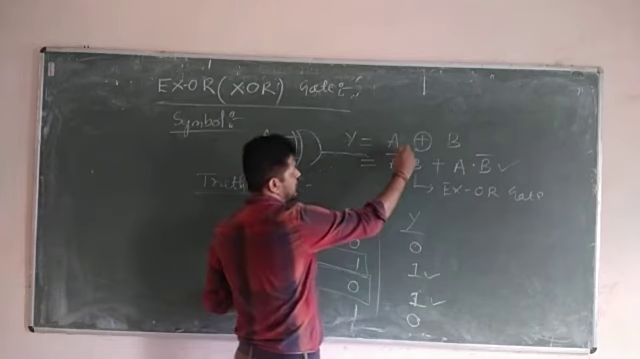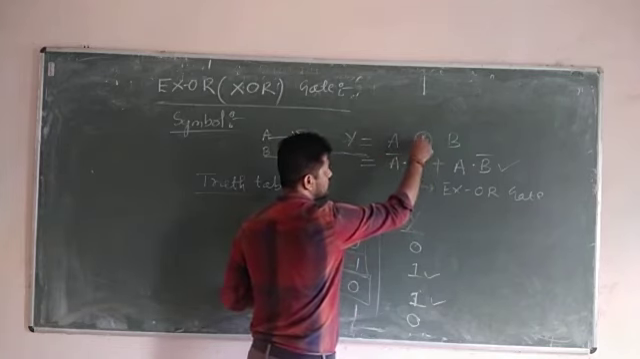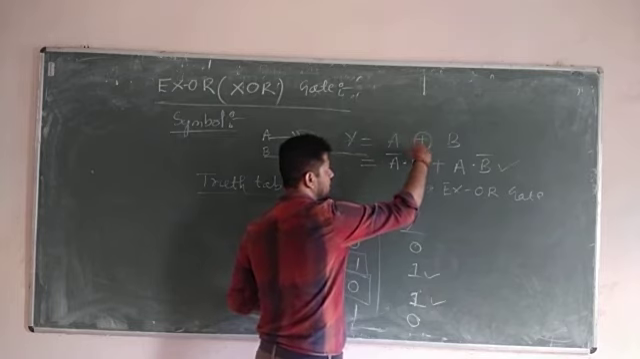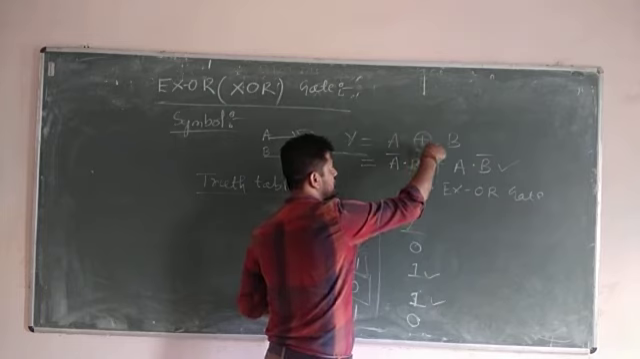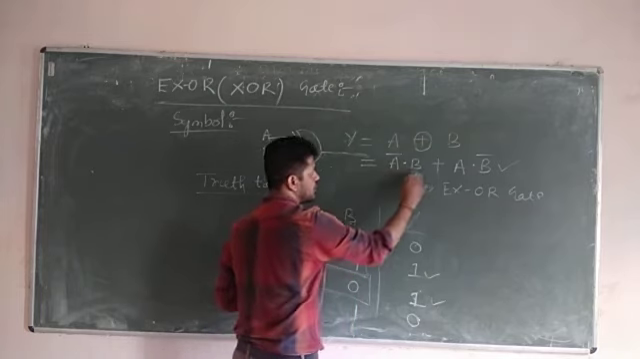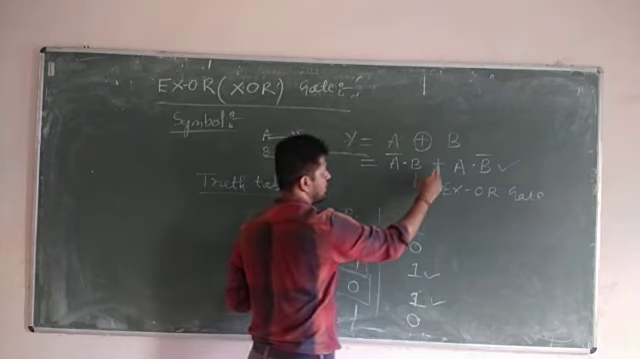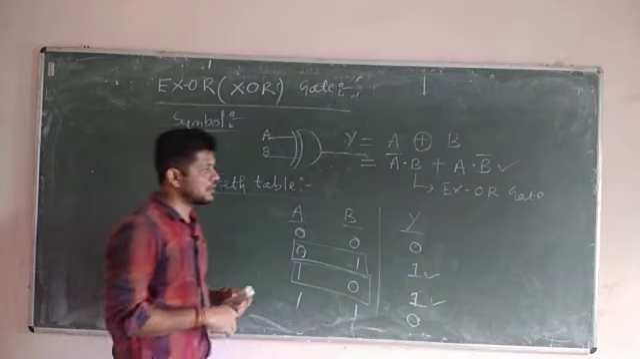This is the A XOR B symbol, a plus surrounded by a circle, so that denotes your XOR gate. And if I open this, the expression for your XOR gate is A bar and B, or A and B bar. So this is the expression for your XOR gate.